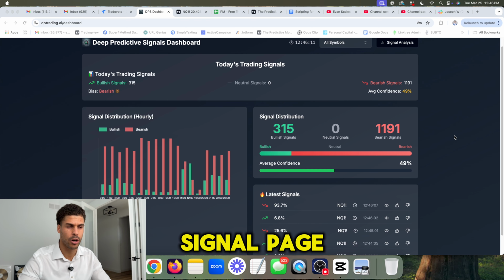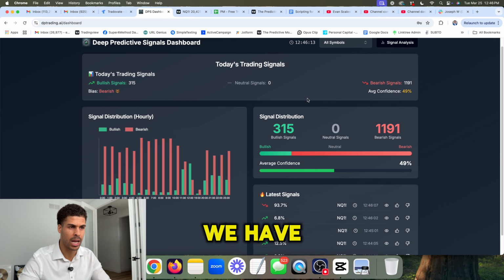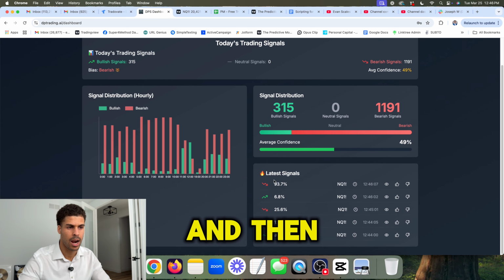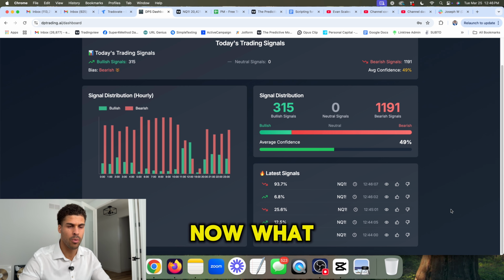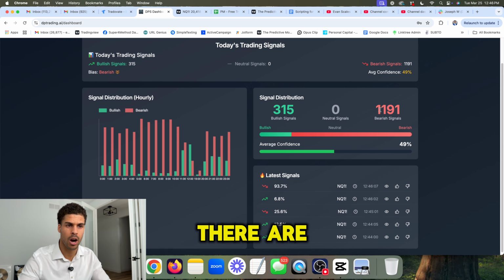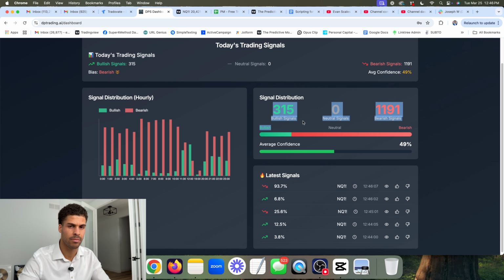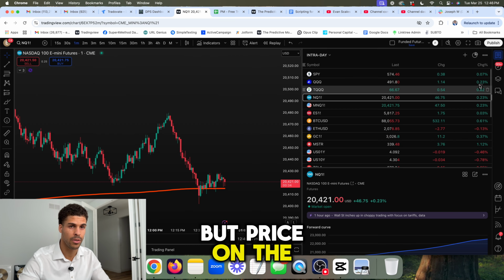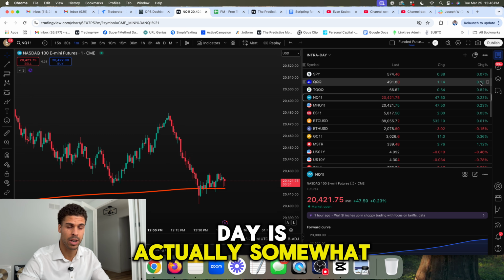And here is our signal page. Okay, we have hourly distribution, we have a total distribution of signals, and then here are our most recent signals. Now, what do you clearly notice? There are way more bearish signals than there are bullish signals. But price on the day is actually somewhat green.